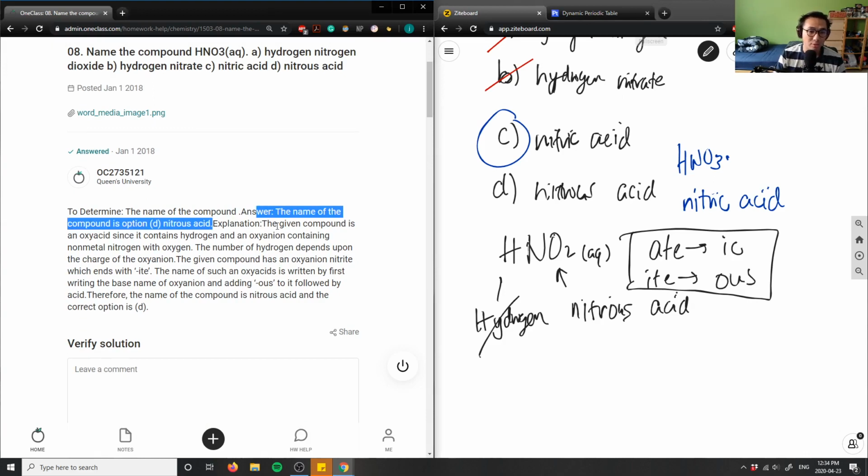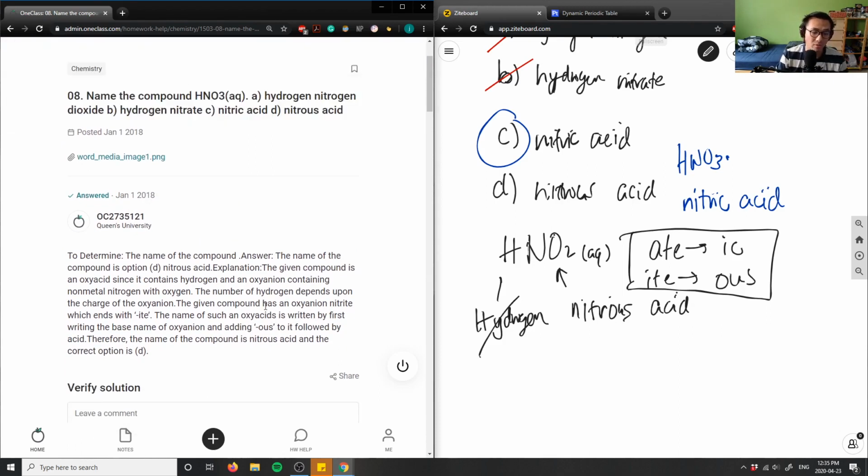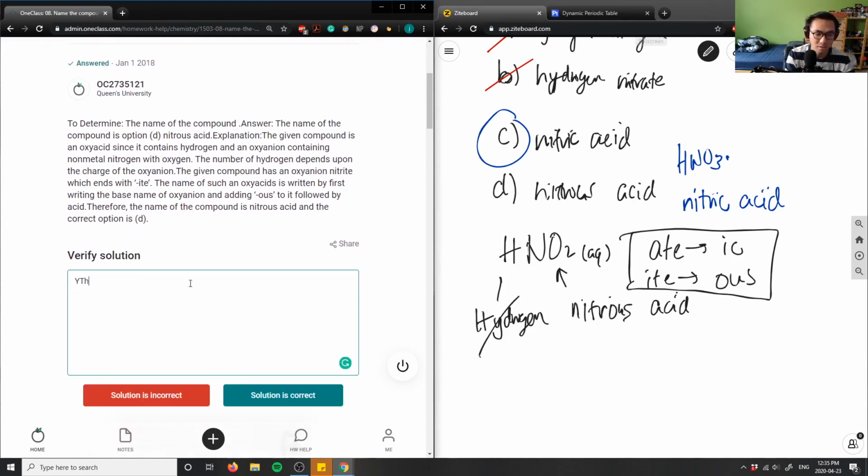The given solution says the name of the compound is option D, nitrous acid. So again, this solution here is wrong. It says the given compound contains a hydrogen and an oxyanion containing the nonmetals nitrogen and oxygen, which is nitrate. That's good. Then it says the given compound has an oxyanion nitrite. So they thought that HNO3 here is nitrite, when in reality it's nitrate. Therefore, they wrote that this is nitrous acid. So this solution is incorrect.